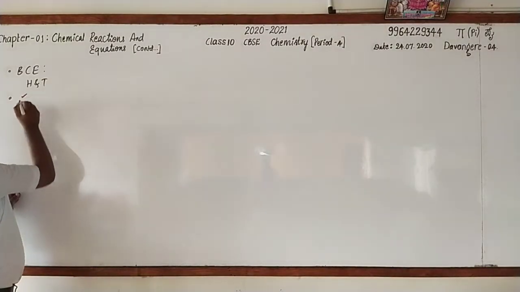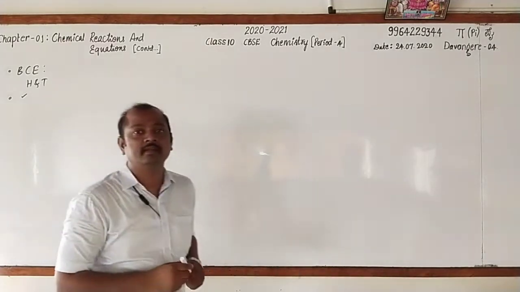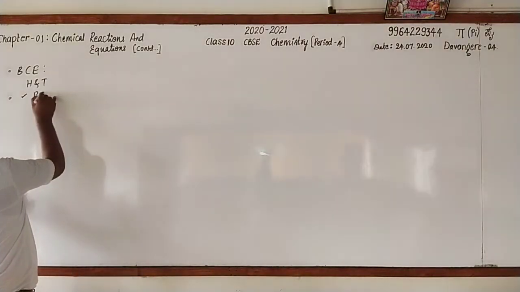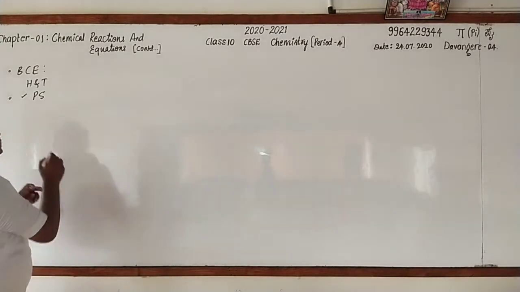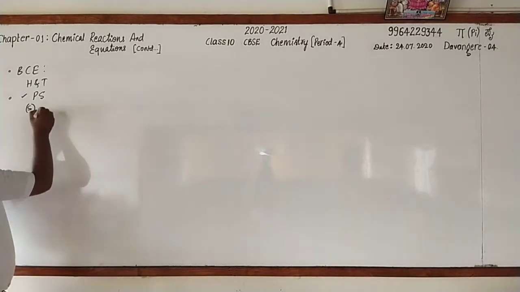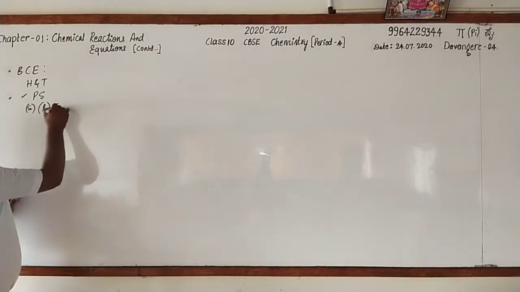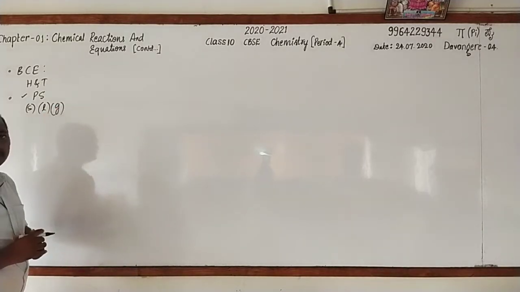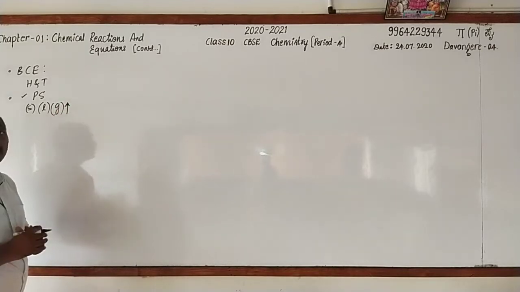Could you recall the points to be considered to make a chemical equation more informative? Yes, one by one. The first one is indicating the physical state of reactants as well as products. How do you go for that? Yes, if it is solid, we write S. If it is liquid, we write L. If it is gas, we write G. And sometimes we even use an upward arrow mark.